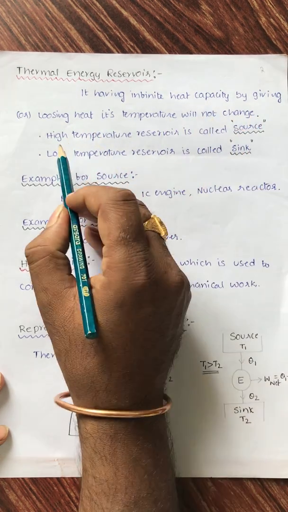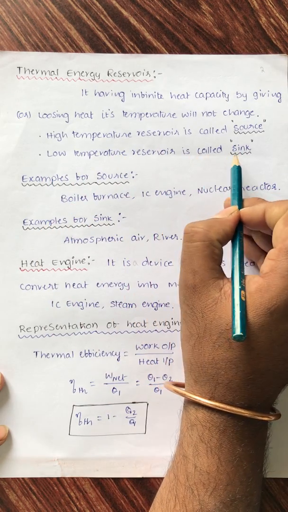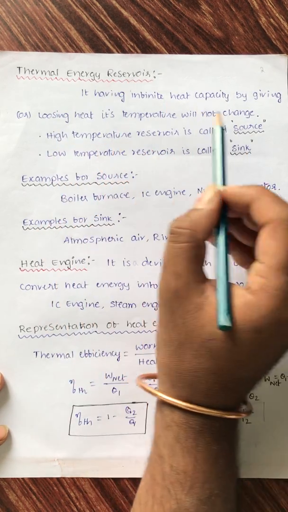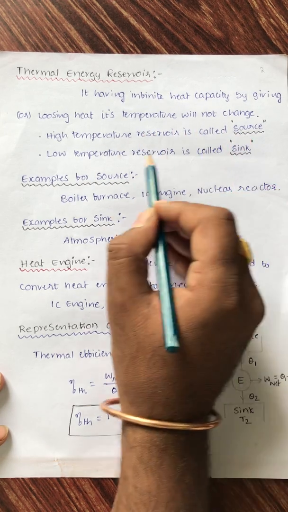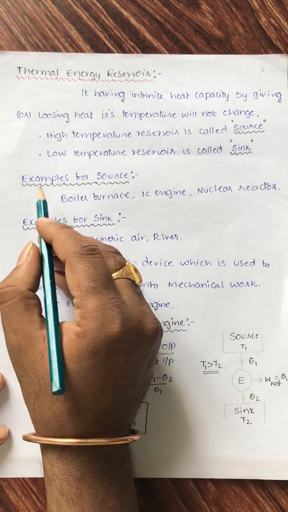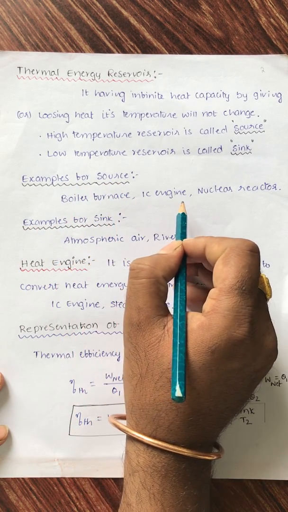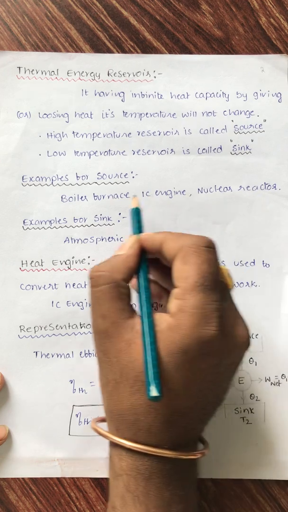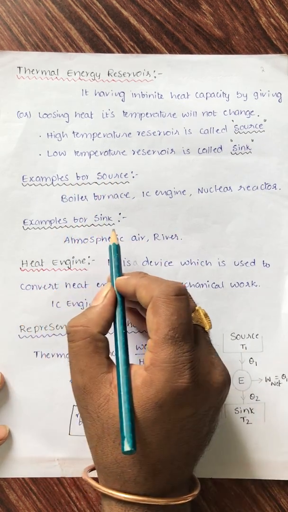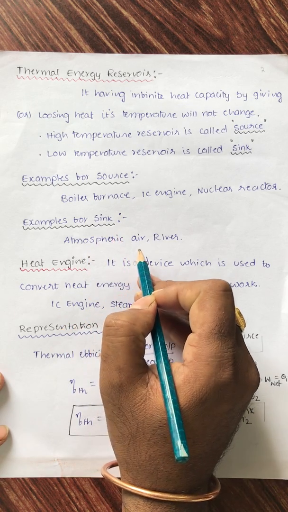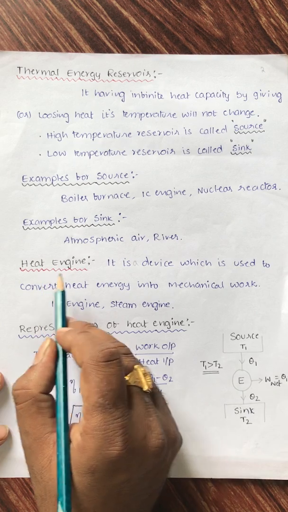Now, a high temperature reservoir is called source, a low temperature reservoir is called sink. There are two types of reservoirs, source and sink. Examples for source: boiler, furnace, IC engine, nuclear reactor. Examples for sink: atmospheric air, river.